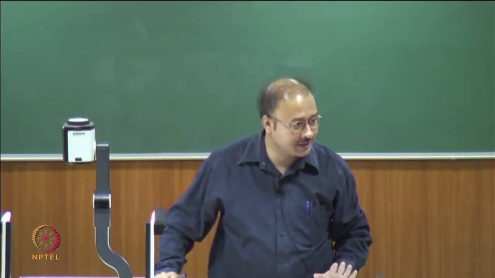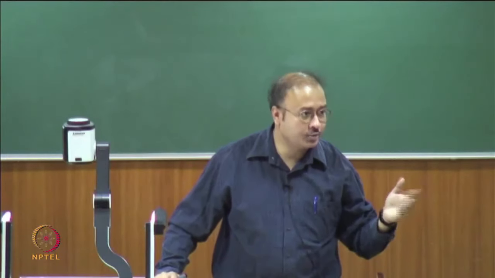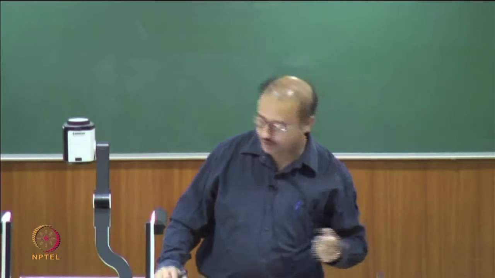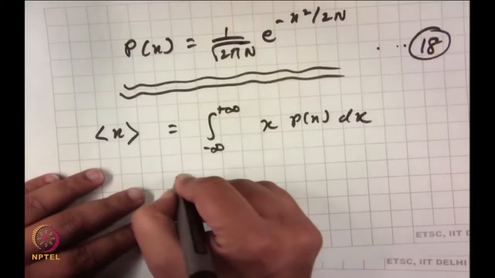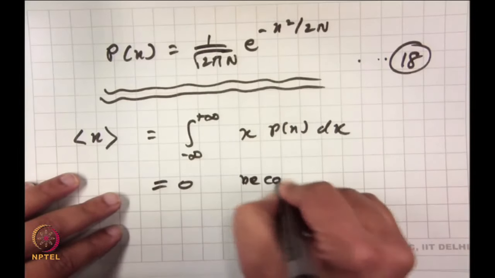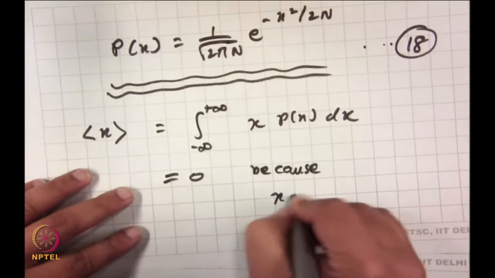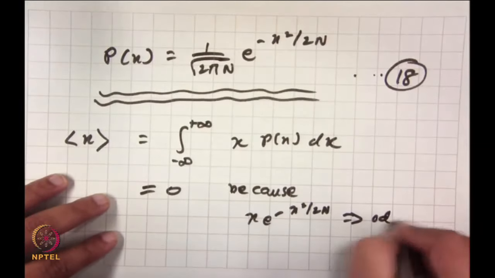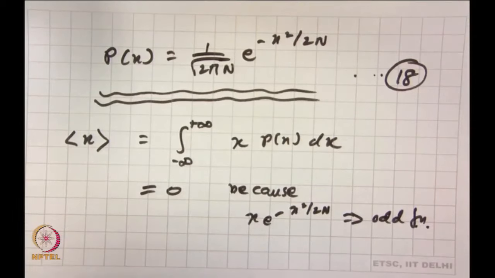Can everyone recognize why it will come to 0? Because x times, you leave that constant out, e to the minus x square over 2n, is it an odd function or even function? It is an odd function. So, this would go to 0, because x e to the power minus x square over 2n is an odd function.